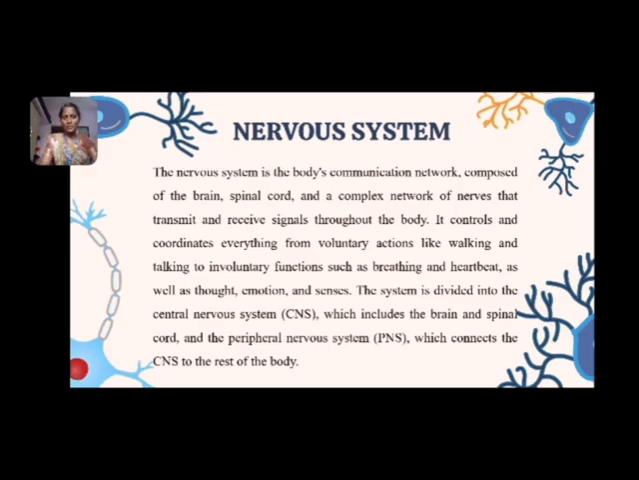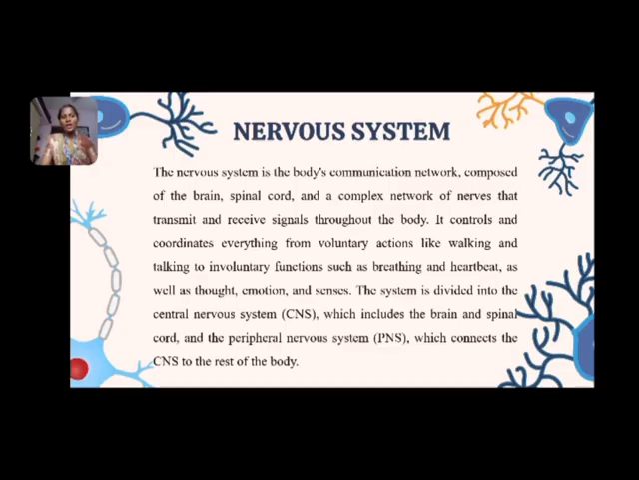Next topic is the nervous system. The nervous system is the body's communication network composed of the brain, spinal cord and a complex network of nerves that transmit and receive signals throughout the body. The nervous system controls everything from our voluntary actions like walking and talking to involuntary functions such as breathing and heartbeat, as well as thought, emotion and sense. Everything is coordinated and controlled by the nervous system.